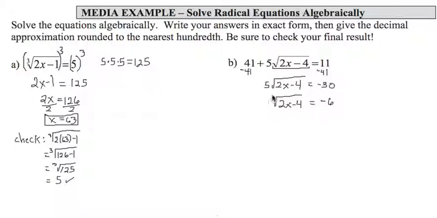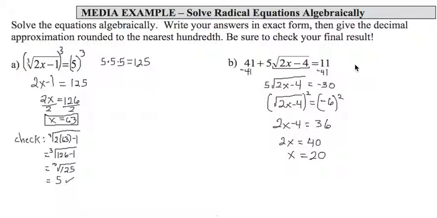To undo a square root, I'm going to square both sides. That gives me 2x minus 4 equals negative 6 times negative 6, which is positive 36. 2x equals, I'm going to add 4 to both sides, 40. Divide both sides by 2, I get x equals 20.